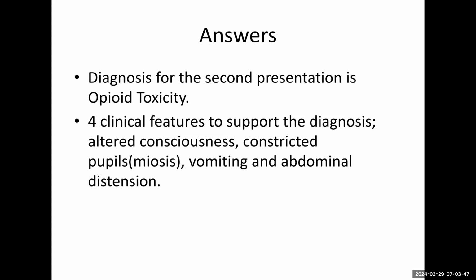The 4 clinical features to support the diagnosis include altered consciousness, constricted pupils, vomiting, and abdominal distension. The opioid overdose triad includes respiratory depression, reduced level of consciousness, and pupillary constriction. The vomiting and abdominal distension may be explained by gastrointestinal dysmotility that can be found in opioid overdose, because there can be reduced gastric peristalsis, and then in severe cases you can have a paralytic ileus.